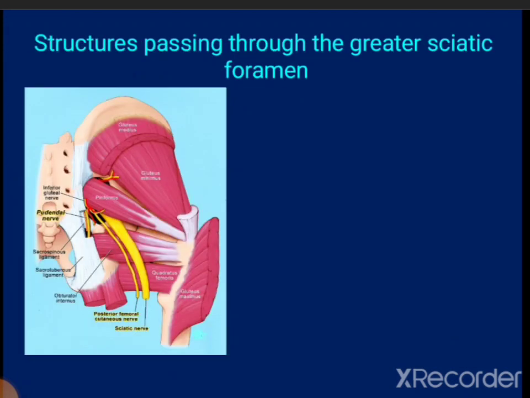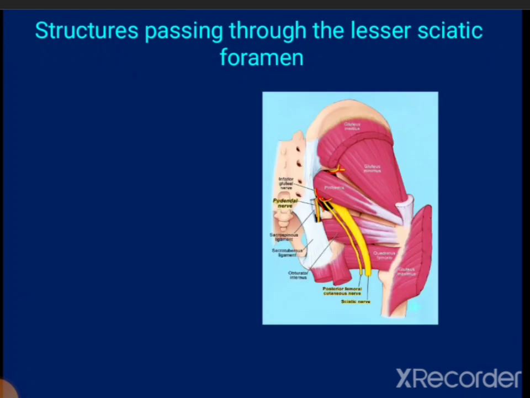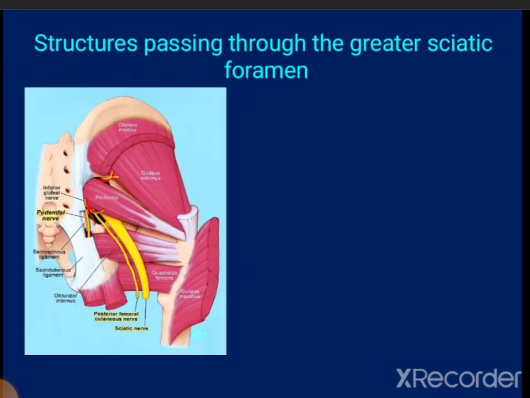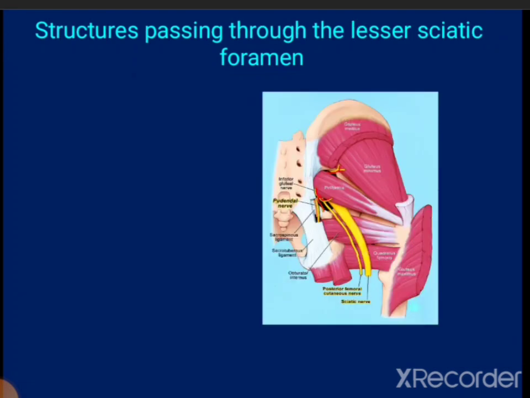The structures passing through the greater sciatic foramen include, which are showing in your diagram, the piriformis muscle, the superior gluteal vessels and nerves. The structures passing through the lesser sciatic foramen include the muscles which are lying below the piriformis.